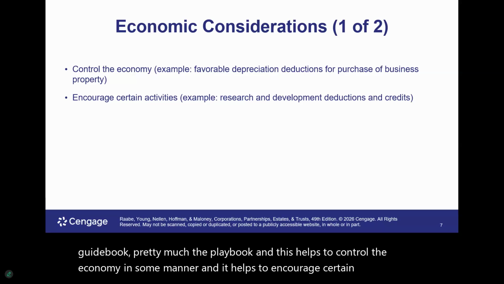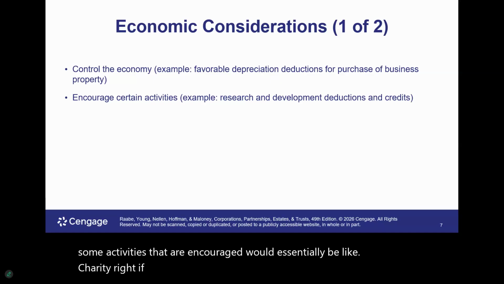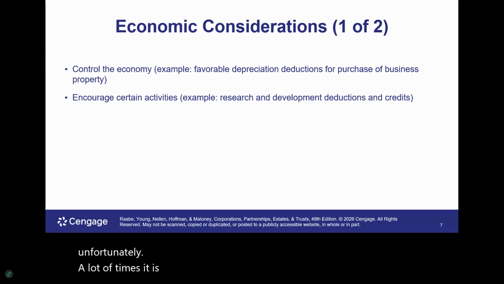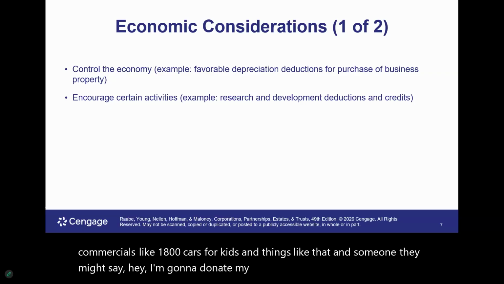Some activities that are encouraged would essentially be charity, right? If you contribute to a charity, a 501(c)(3) organization, then you can get a tax write-off. It's a part of itemized deductions. Unfortunately, a lot of times it is not explained properly, because sometimes you see commercials like 1-800-Cars-For-Kids, and someone might say, hey, I'm going to donate my car, I can write it off on my taxes.